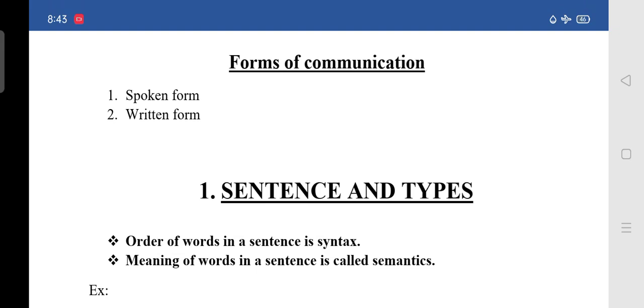This 44 sounds are again divided into two parts. One is vowel sounds and the other is consonant sounds. Generally we have heard about vowels and consonants. Vowels means A, E, I, O, U, and consonants are the remaining ones. But here I am not talking about the letters, I am not talking about vowel letters, I am talking about vowel sounds. So out of 44 sounds, we have 20 vowel sounds and 24 consonant sounds.